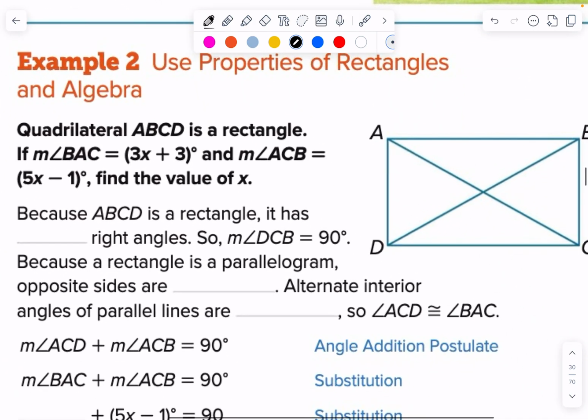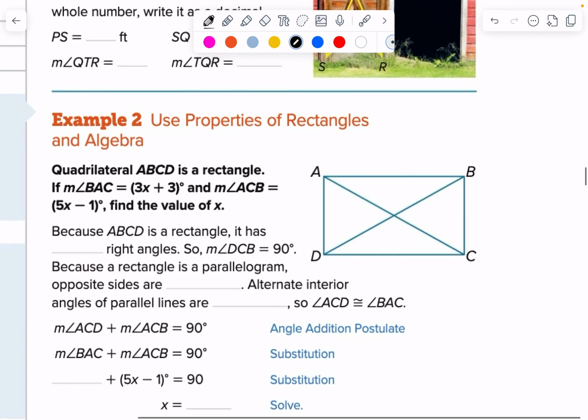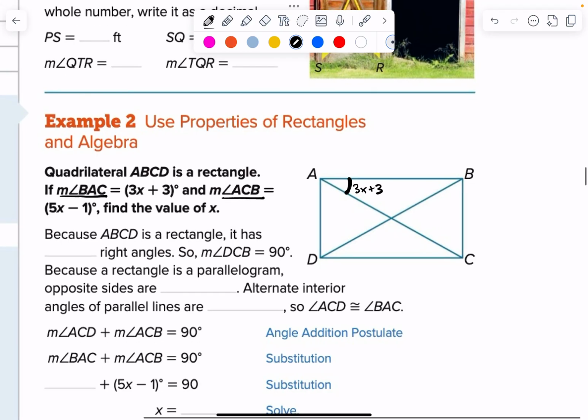Example 2, they have quadrilateral ABCD is a rectangle. So we do know, in fact, that this is a rectangle. It says the measure of angle BAC, which is just this little top angle, is 3x plus 3. And then it says the measure of angle ACB, this angle right here, is 5x minus 1. They want us to find the value of x.